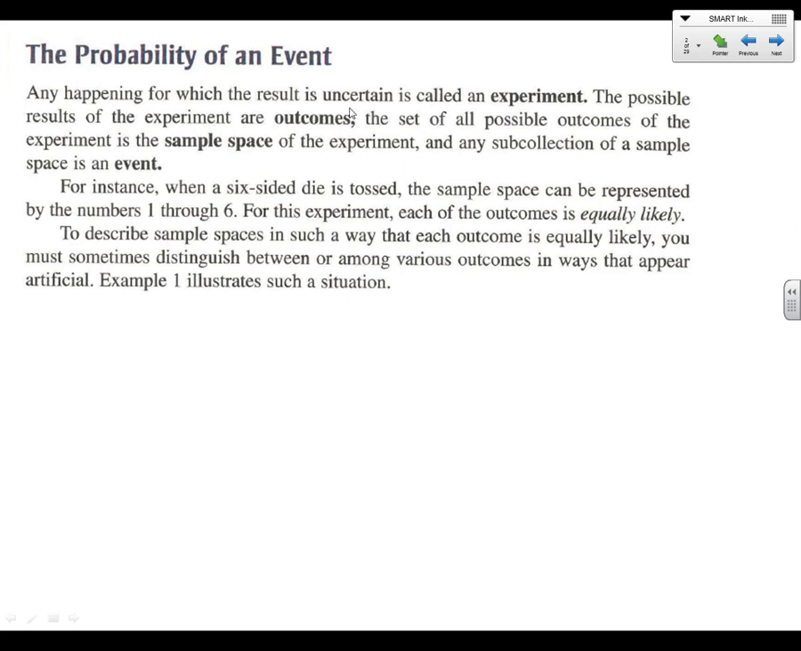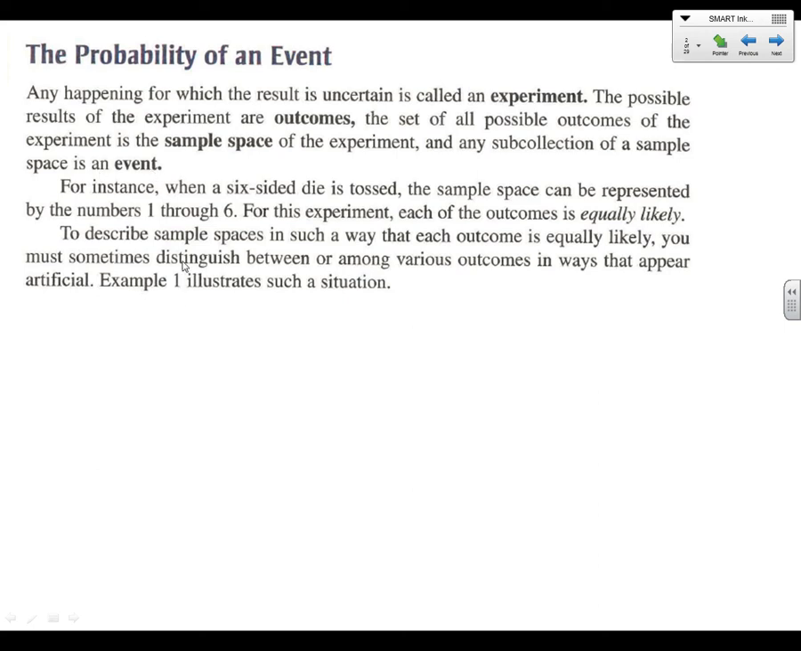Any happening for which the result is uncertain is called the experiment. And then all of the possible results are the outcomes. Sample space is where we list all the possible outcomes. And any subcollection of sample space is an event. So we talked about this in last class, if you have 6 faculty and 3 students, and we're going to multiply them together. The faculty would be one event, the students would be a separate event.